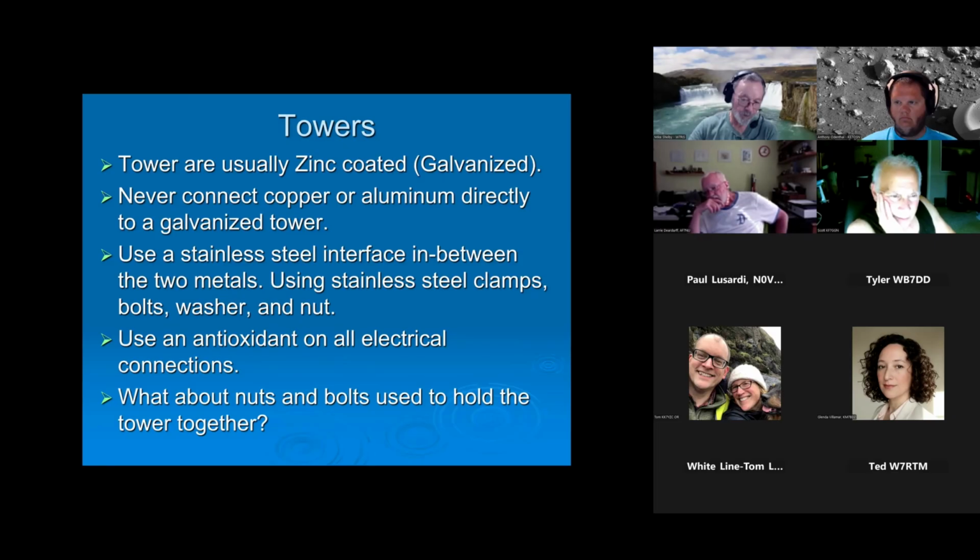And then on top of that, you have another piece of stainless steel, and then you have a set of stainless steel clamps that clamps all that stuff together. If you don't do that, and you just take your wire and clamp it to your tower, next thing you know, that zinc coating is going to start corroding and oxidizing, and it will eat a hole in the side of your tower on that leg there. So that's how you end up properly getting your tower grounded.